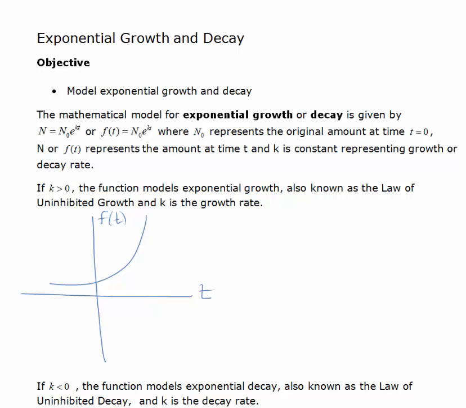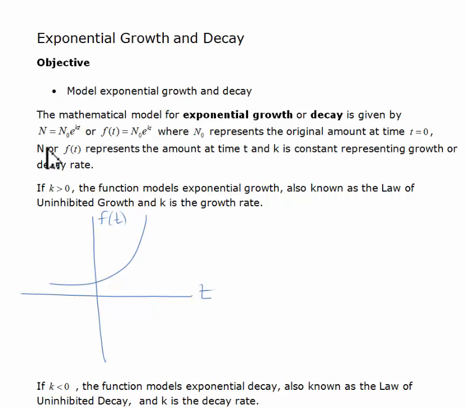All right, in this lesson we're going to look at exponential growth and decay models. The mathematical model for exponential growth or decay is given by this formula right here: N equals n sub 0 e to the kt. You can also use function notation, n of t or f of t. Basically, n sub 0 is your initial amount, n is your amount after time, k is either your growth constant or your decay constant, depending on if it's positive or negative, and t is the amount of time.